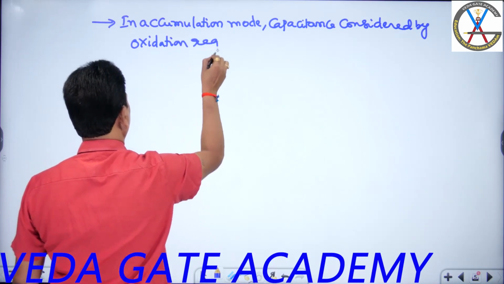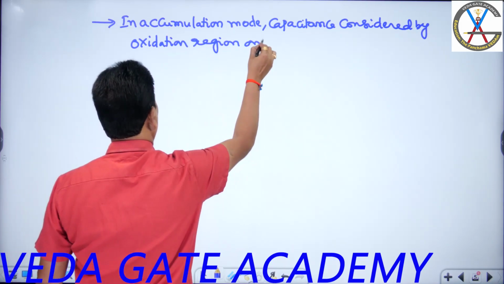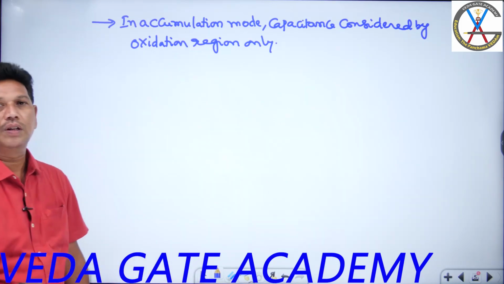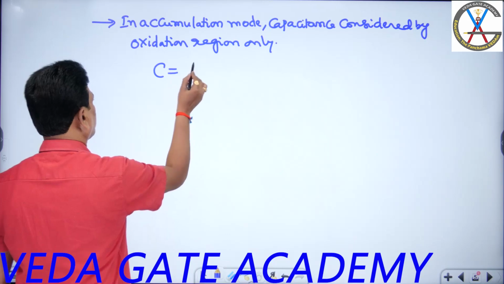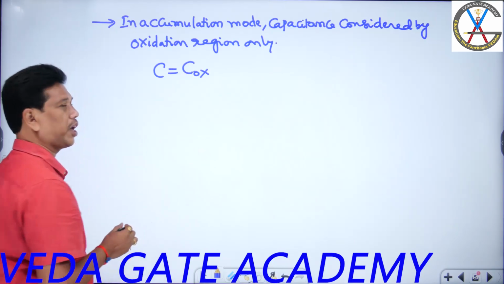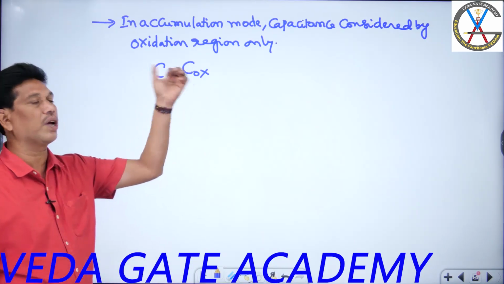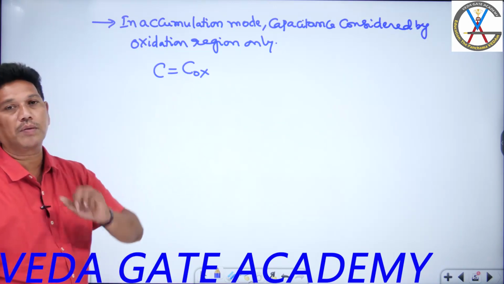Oxidation region only, right? It looks like the dielectric of a capacitor. And what is that capacitance, sir? C equal to COX. That capacitance is called what, sir? Accumulation capacitance. C equal to COX stands for oxide capacitance.